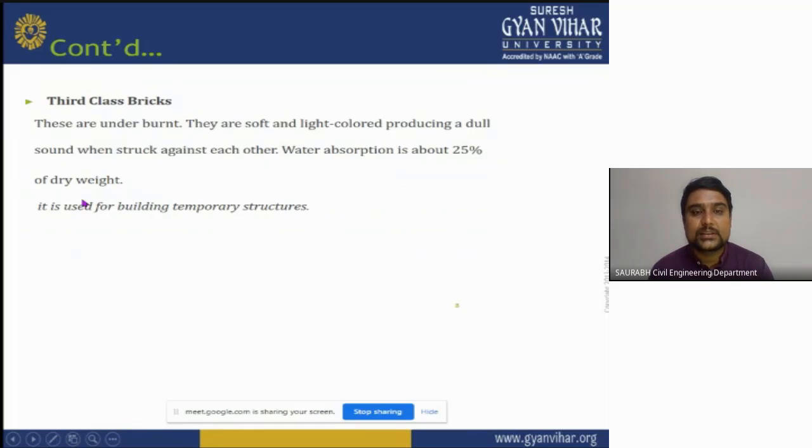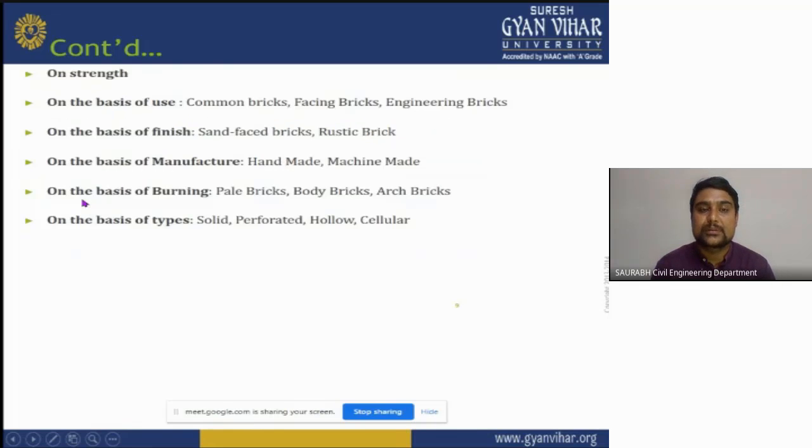Now come to the third class brick. These are under-burnt, soft, and light in color, producing a dull sound when struck against each other. Water absorption is about 25% of dry weight. It is used for building temporary structures, and where we do not need to maintain very good strength in the structure. In those places, you can use third class brick.